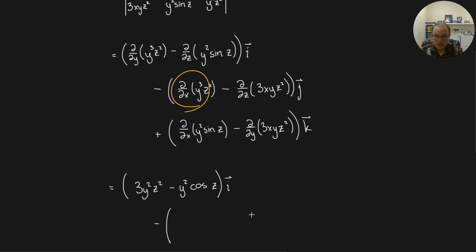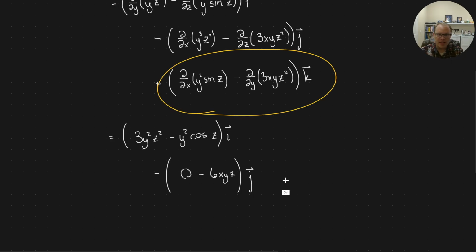Minus, let's do this one now, partial derivative with respect to x of y cubed z squared. There's no x in there, so that's just 0. Partial derivative with respect to z of 3xyz squared, that's going to be 6xyz. So minus 6xyz, j.